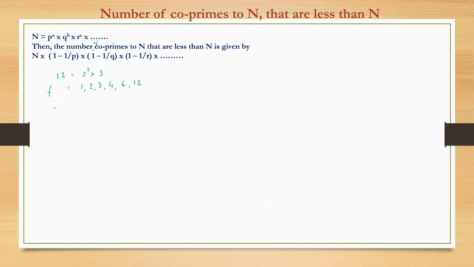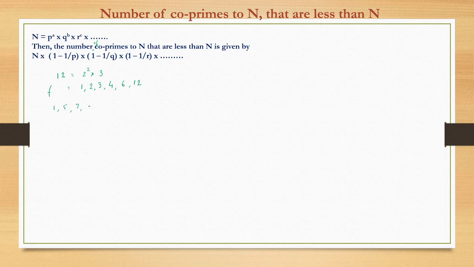Is 1 co-prime to 12? Yes. So 1, 12. Is 2 co-prime to 12? No. Is 3 co-prime to 12? No. Is 4? No. 5? Yes, 5 is co-prime to 12. Then 6, no, has a common factor. 7, yes, it is co-prime to 12.